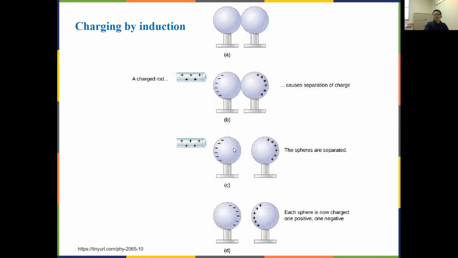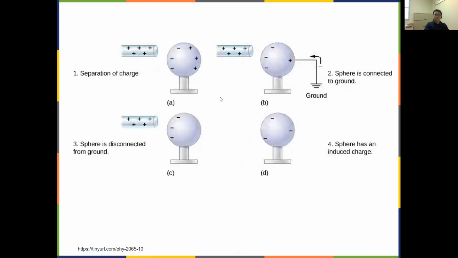Now these two spheres are charged. Now you can remove the rod. You have negative charge on one sphere and positive charge on the other. They cannot cross each other, so they will not neutralize. Both spheres will be charged. This is charging by induction, which means no charged object is touching the metals.